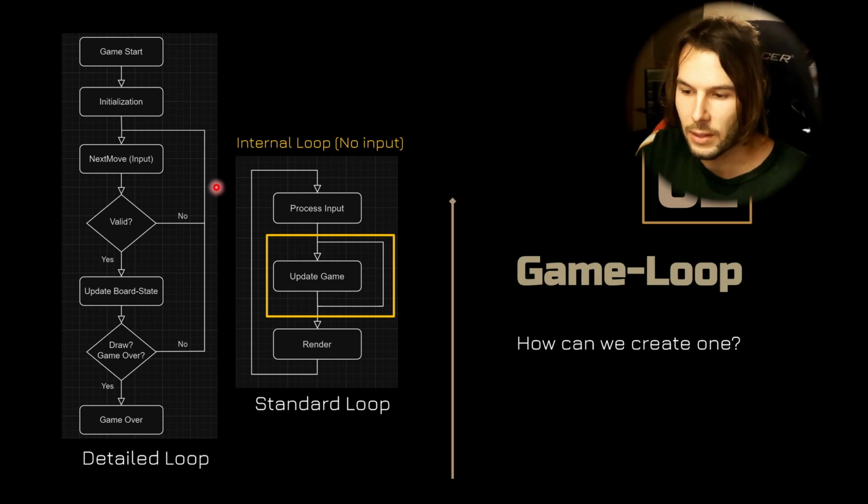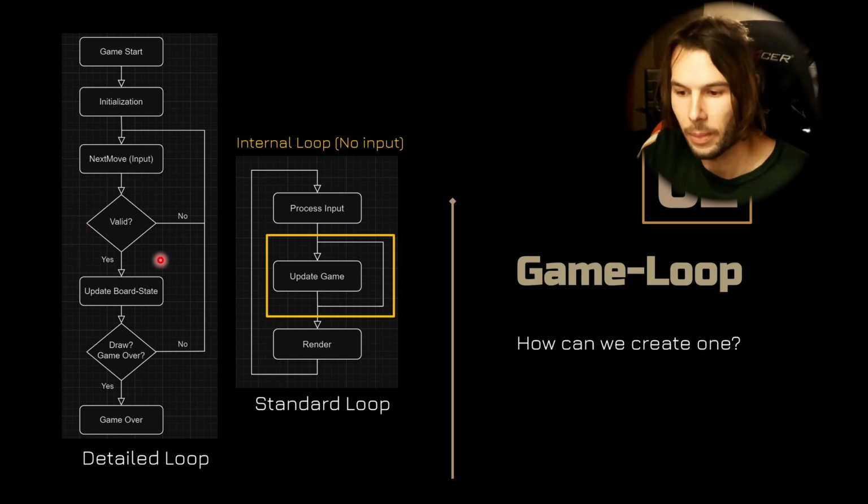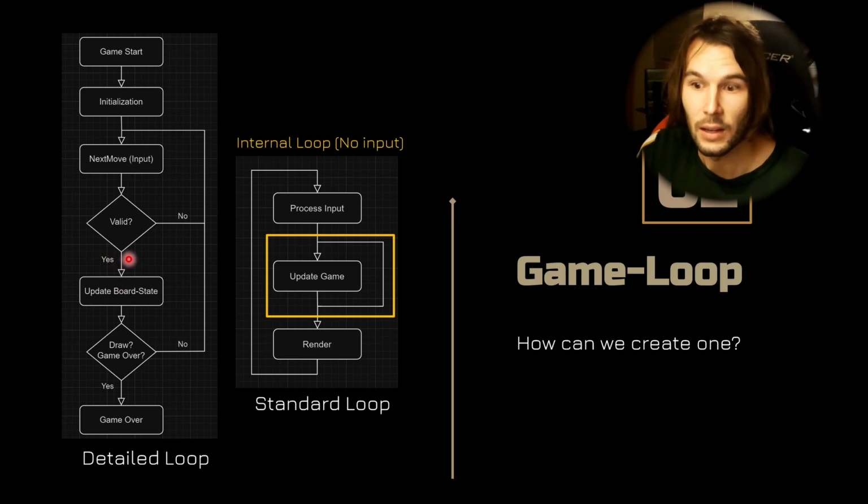And this is our whole game loop. It starts with the next move, which is an input from the user. And then we have to check whether this input was valid or not. If it was valid, we move on and update the board state. If it was not valid, we will ask him again to provide us an input and we'll tell him what was wrong. So we will only allow him to move on in this graph once he provides a valid input for us.